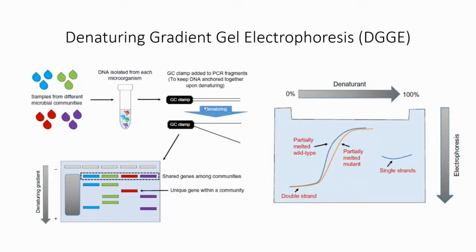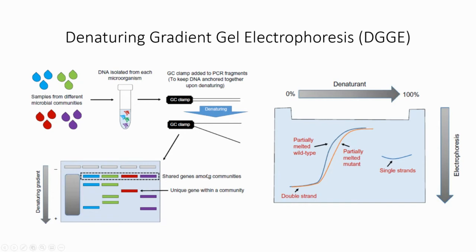And the DGGE, denaturing gradient gel electrophoresis, basically uses a linear increase in the gradient of denaturant. You add it to the polyacrylamide gel. So DNA fragments with the same length but different DNA composition can be separated and distinguished. The separation in the DGGE gel is based on the electrophoretic mobility of a partially melted DNA molecule in the polyacrylamide gel.